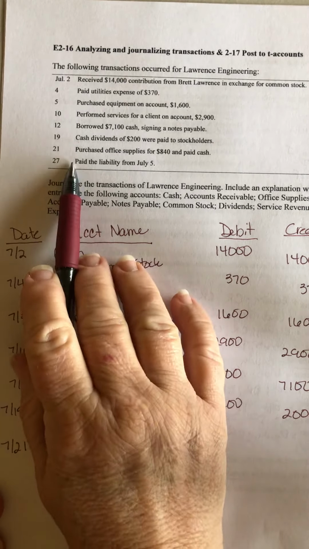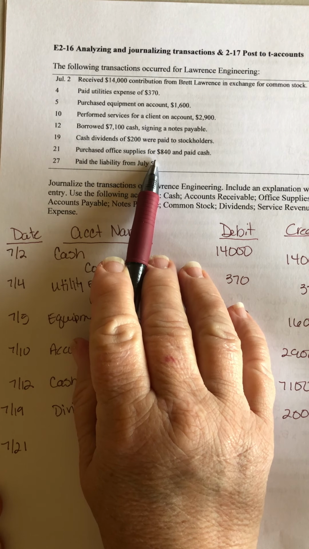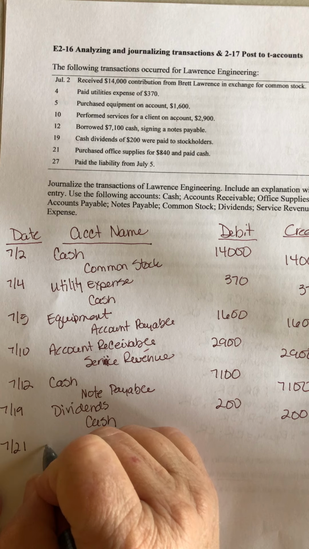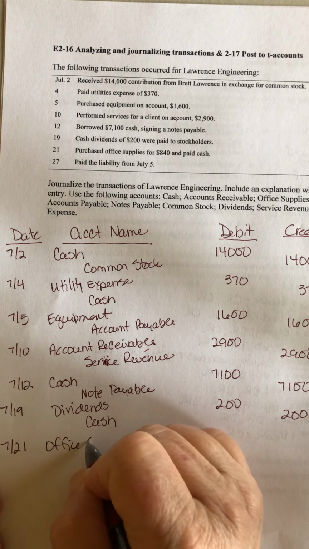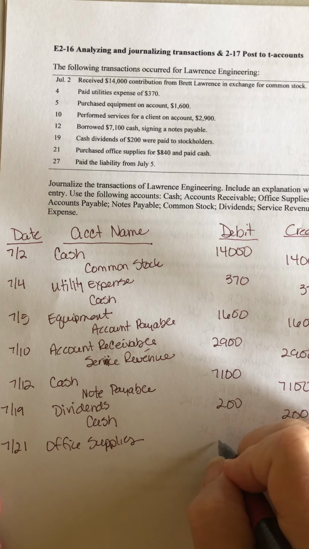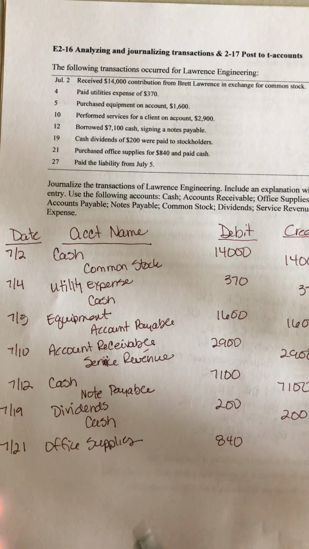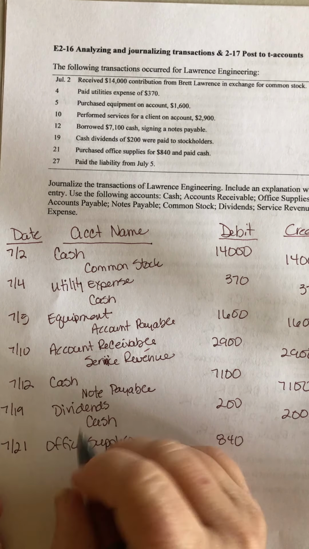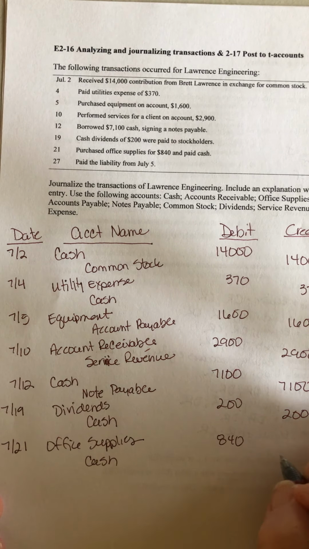7/21. Purchased office supplies for $840 and paid cash. All right, office supplies are an asset. They're increasing, so I'm going to debit office supplies for $840. I paid for them with cash. Cash is also an asset. It's decreasing, so I'm going to record that with a credit.